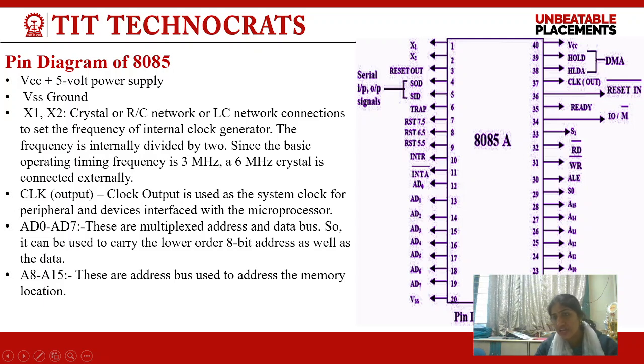This is the address upper 8-bit, and this is the multiplexed 8-bit. These are the interrupt signals. This is our serial input output unit signals. Then this is read write and hold signals, which are being used for interrupt related or memory related operations.